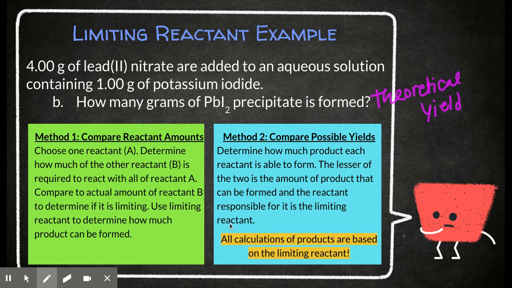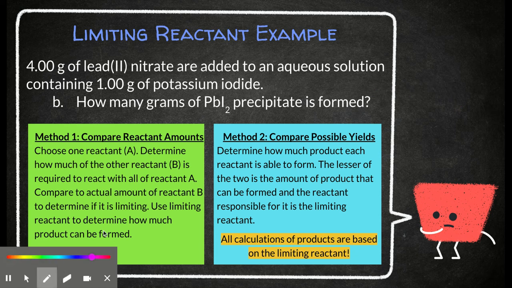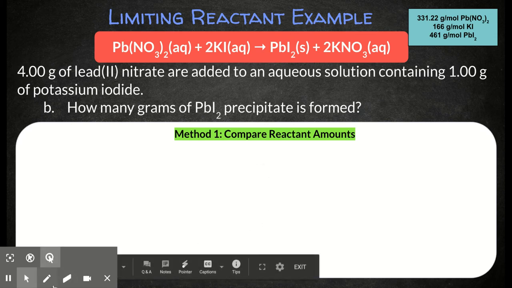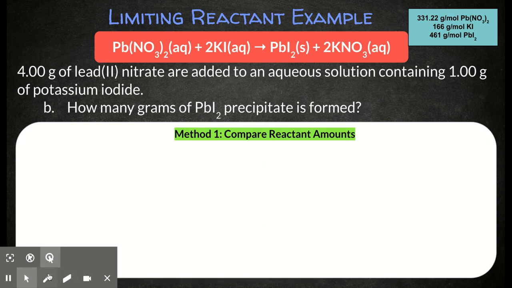But the main thing to know is that when I'm determining how many grams of PbI2 precipitate is formed, that is based off of the limiting reactant. Okay? And so let's take a look at this first method right here. Okay, so we're going to go through both methods for answering this question. So method 1 is to compare the reactant amounts.